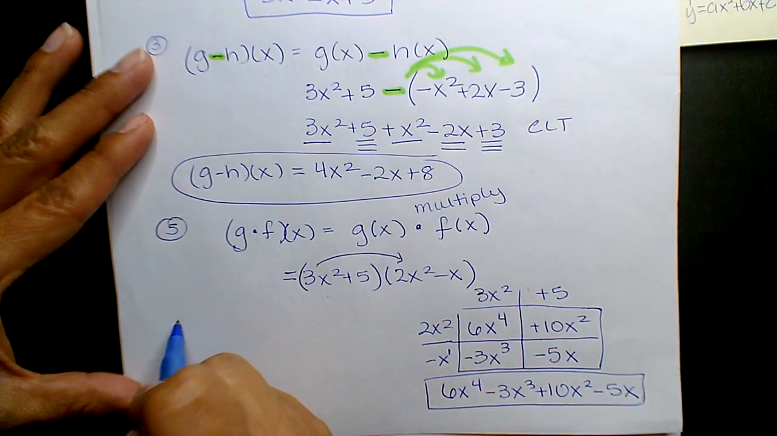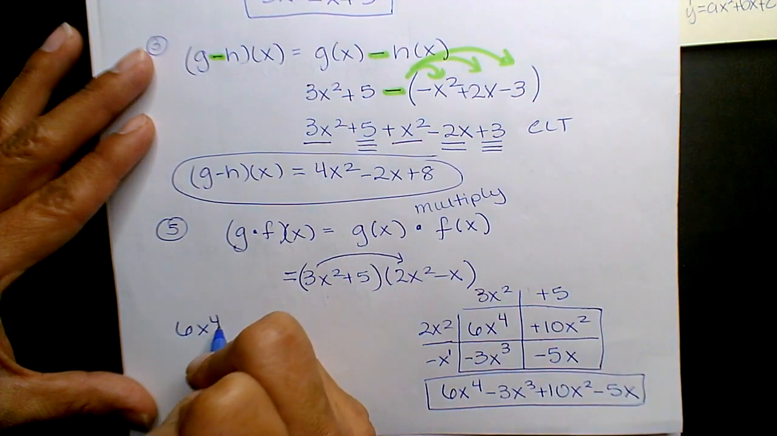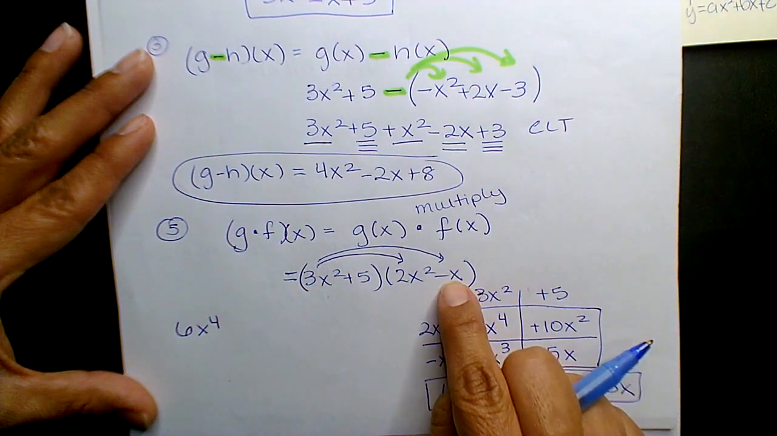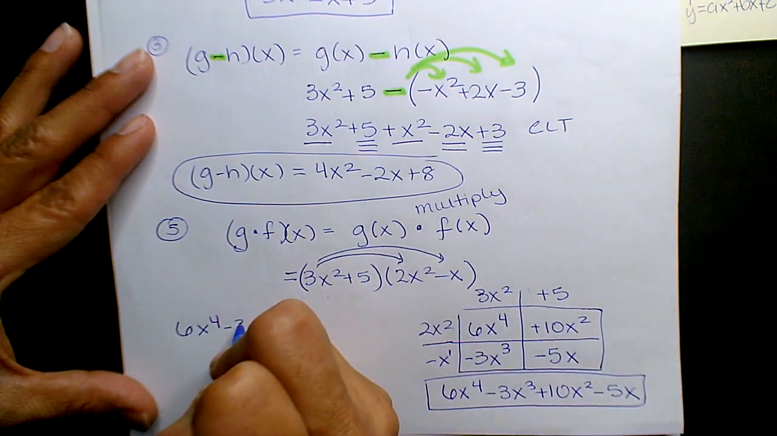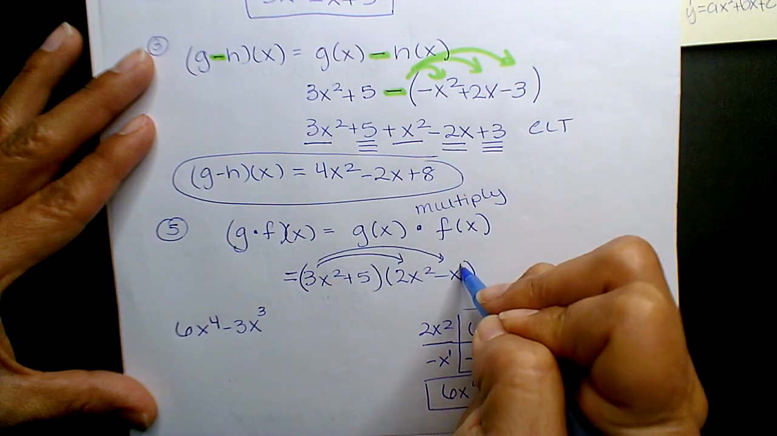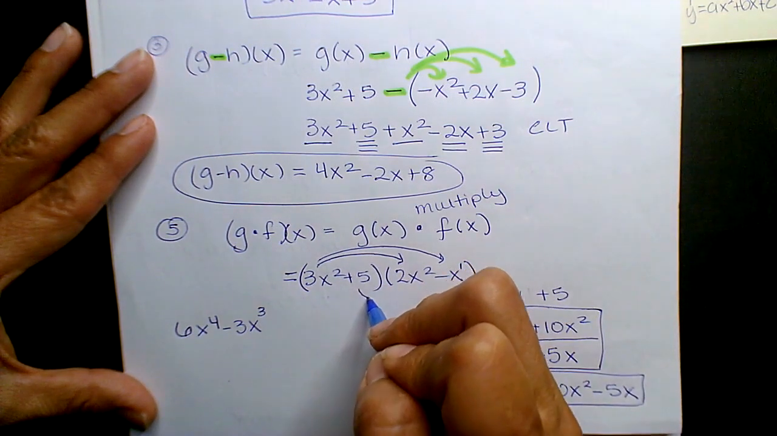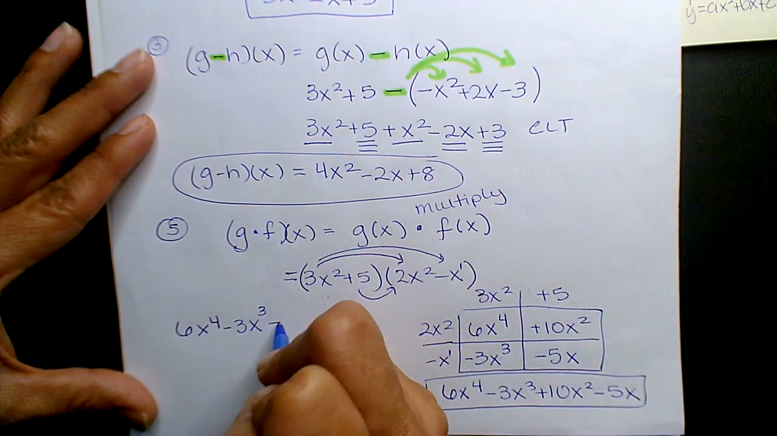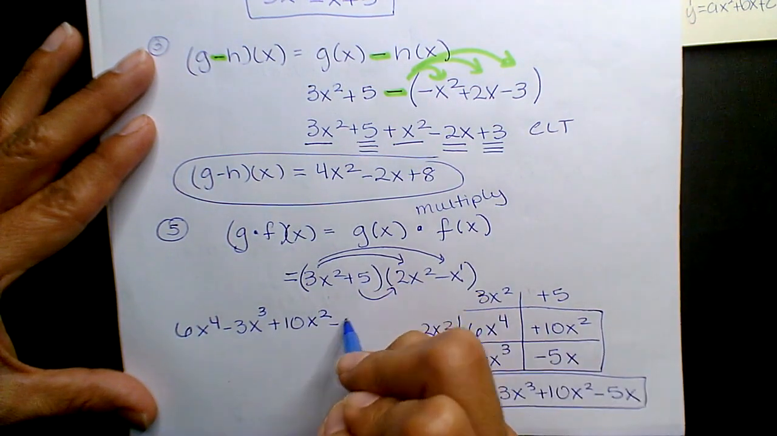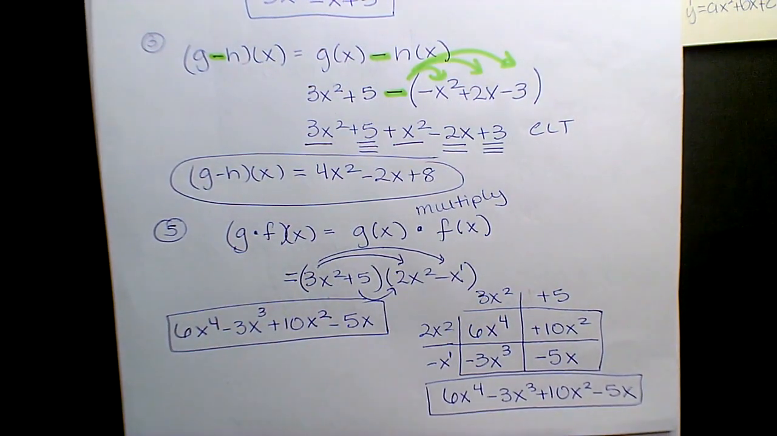3 times 2 is 6. x squared times x squared, 2 plus 2 is 4. 3x squared times negative x, 3 times negative 1 is negative 3x. 2 plus 1 is 3, right? This is really a 1. Okay, now move on to the positive 5. Positive 5 times 2x squared, 10x squared. Positive 5 times negative x, negative 5x, and we end up with the same answer, so you pick your method.